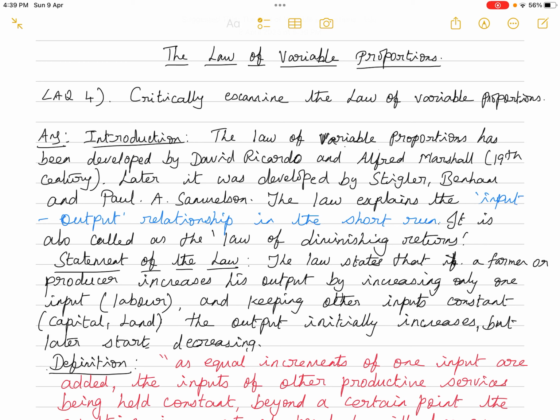So this is the question: critically examine the law of variable proportions. You already know what the format of writing the answer should be. So the first is the introduction. The law of variable proportions was developed by David Ricardo and Alfred Marshall in the 19th century. These two economists belong to the 19th century. They developed the law of variable proportions, and later it was developed by Stigler, Benham and Paul A. Samuelson. So this law explains the input-output relationship in the short run.